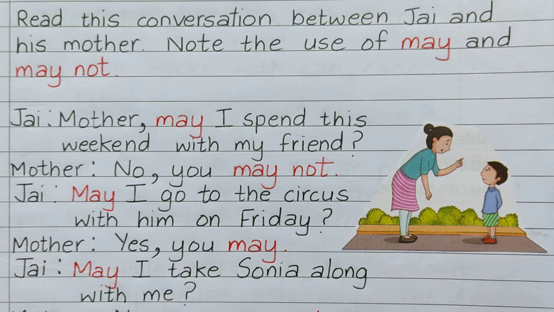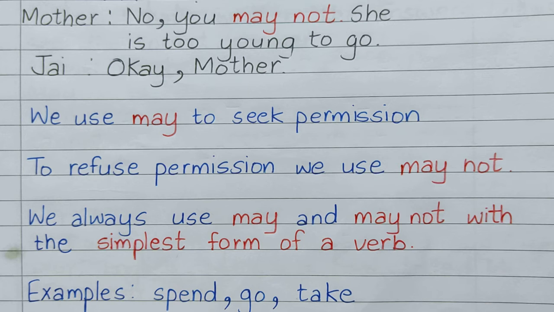Children, read this conversation between Jay and his mother. Note the use of may and may not. Jay: Mother, may I spend this weekend with my friend? Mother: No, you may not. Jay: May I go to the circus with him on Friday? Mother: Yes, you may. Jay: May I take Sonia along with me? Mother: No, you may not. She is too young to go.